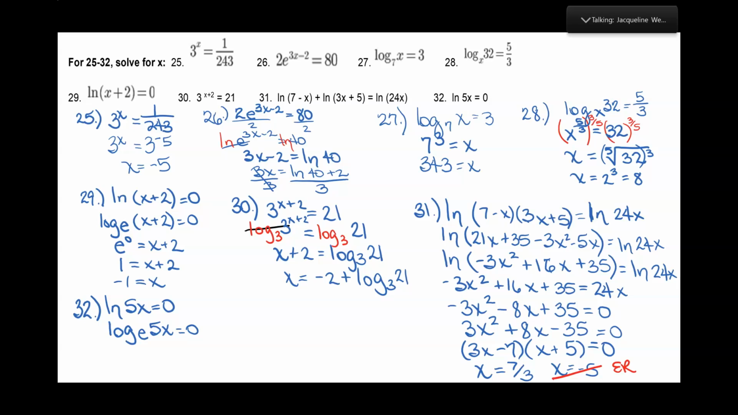So now let's switch that to its exponential form. What is it in its exponential form? e to the 0 equals 5x, yes. So if e to the 0 is equal to 5x, what's e to the 0? 1. So 1 equals 5x. Divide both sides by 5, and we'll get 1/5.